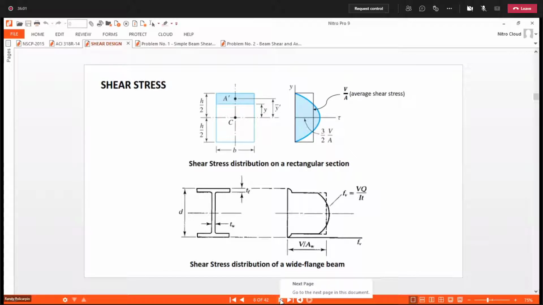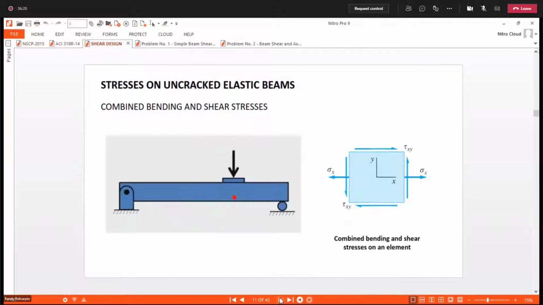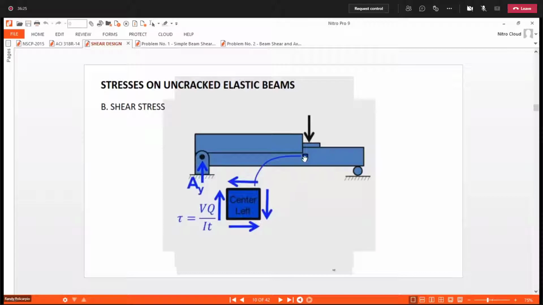Whereas for bending stress, it is maximum in compression at the top, maximum in tension at the bottom, and 0 at the neutral axis. So that is the behavior of the stress. That is why the element we considered is not at the top or at the bottom, because the shear there is 0. So it is considered somewhere here.